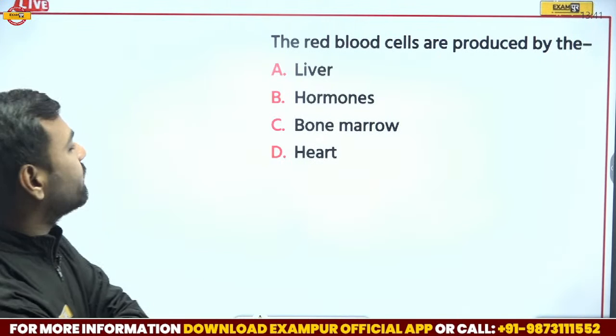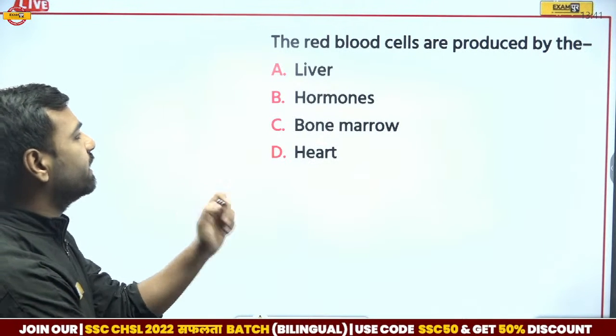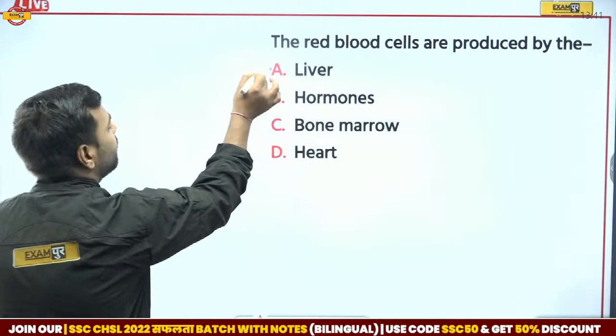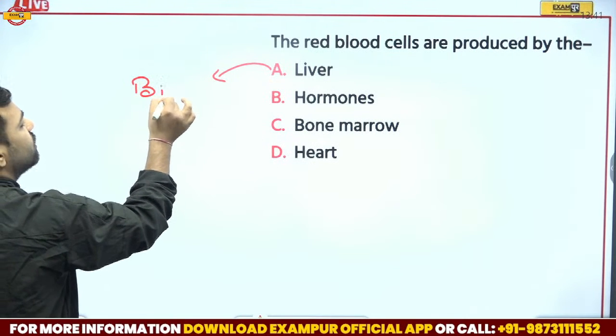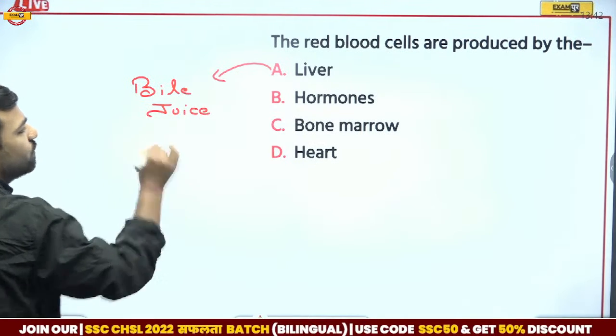So red blood cells are produced by what? Is it liver, hormones, bone marrow or heart? If I talk about liver, one by one, let's have a discussion on everything. Liver creates bile juice. Liver is the one that creates bile juice.